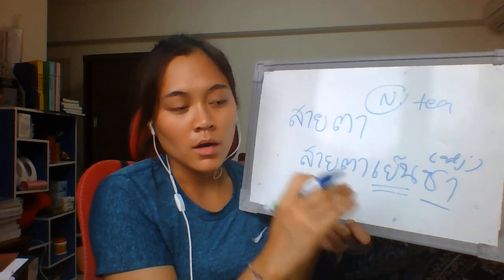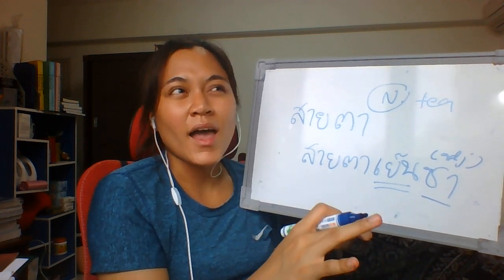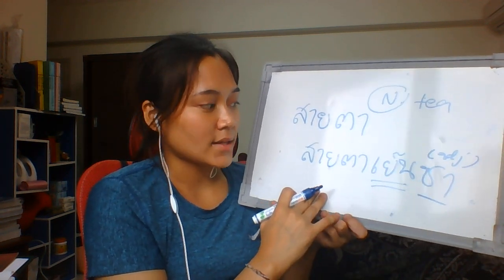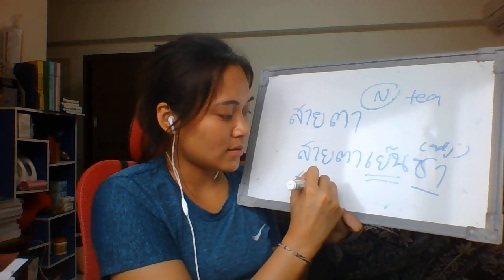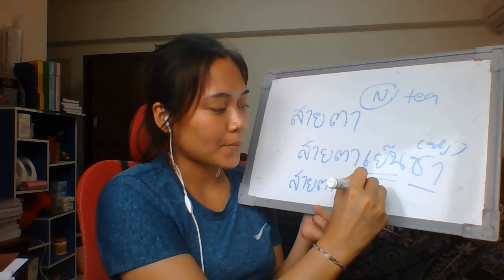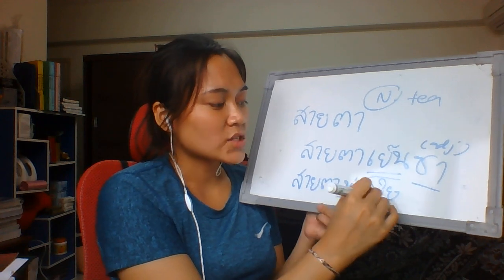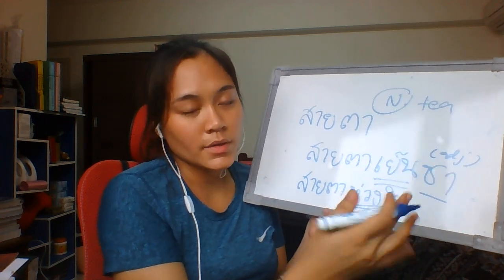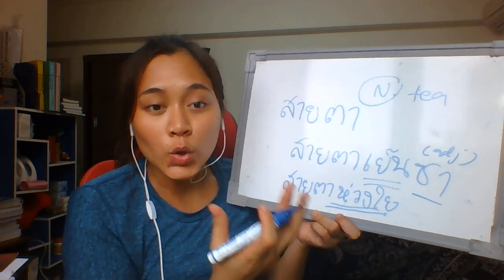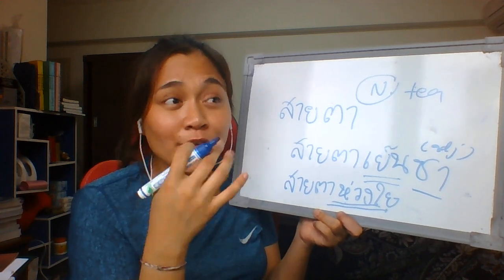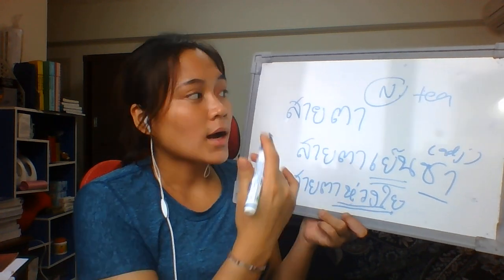Sai ta yen cha means like very cold glare. Sai ta huang yai. Huang means to care about someone. Huang yai is very similar. Sai ta huang yai means you look at someone in a way that, you know, like full of love and care.